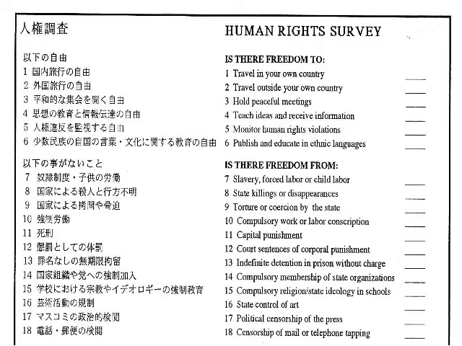Page 1, here we have 1 to 18. Let's look at the English. The first section, is there freedom to travel in your own country? Number 1. Travel outside your own country? Number 2. Hold peaceful meetings, teach ideas, monitor rights, and so on. The second block, from number 7 onward, is freedom from. Number 7, is there freedom from slavery? 8, freedom from state killings. Freedom from torture, 9. Freedom from compulsory work. Again, a set of things freedom from.